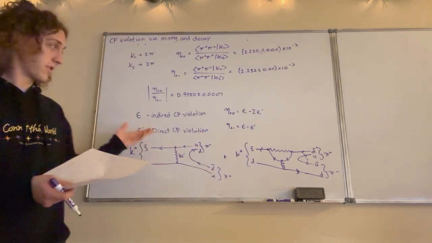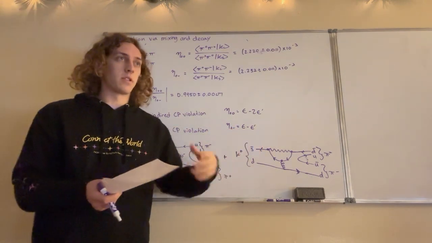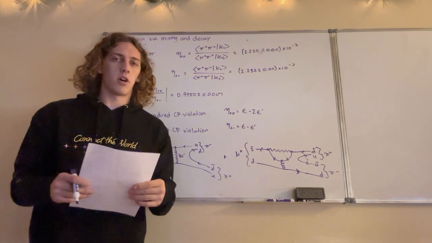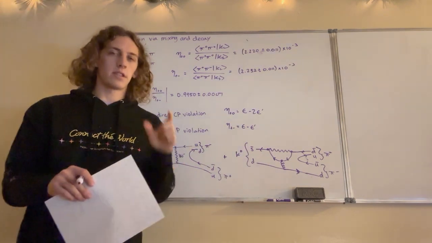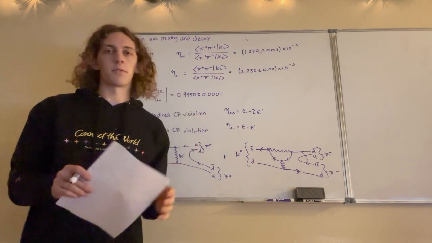And again, these are small parameters, right? Like what we saw with parity, that parity is pretty much all the way violated, as much as it could be. The CP is just a very tiny violation. Like it's very close to a symmetry, which is quite interesting. So.